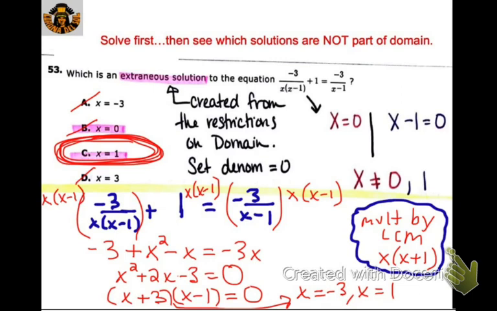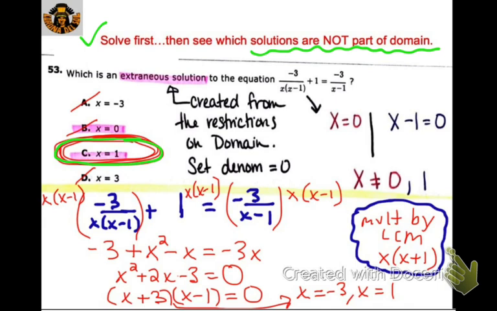Okay, this one was a mistake. So the only one that is extraneous is the 1, because you do have to solve it first and then check and see what solutions are not part of the domain. So I have it solved underneath the yellow here. So you can look at the work.